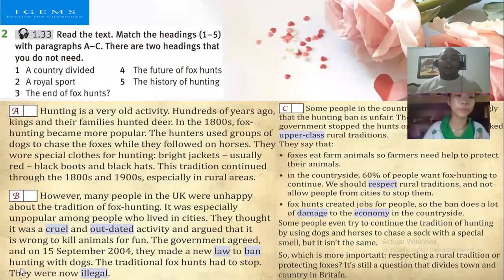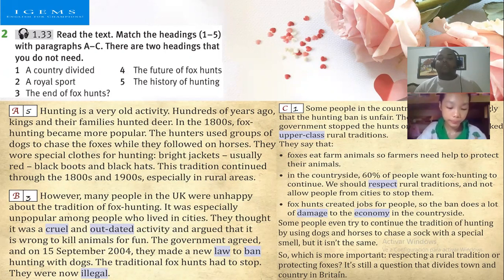Okay, so here we have a new exercise. I want you to listen carefully. This is what we are going to do, Tao, in this exercise. We are going to read the text. Okay, let me make sure we have the audio here. Never mind. We are going to read the text, and match the headings from 1 to 5 with paragraphs A to C.